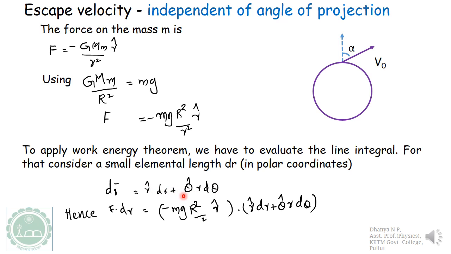This r-hat and theta-hat are unit vectors in polar coordinates, and applying F dot dr, we are taking the dot product of minus mg R square by small r square. The unit vector r dot r is equal to 1, but r dot theta is 0. Only the first term will exist.